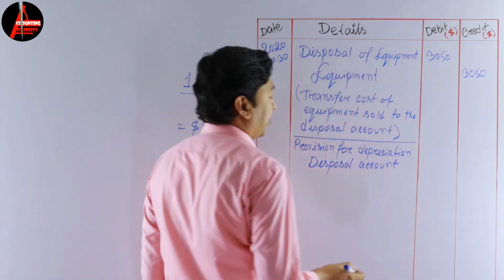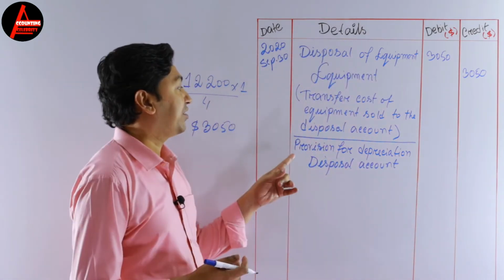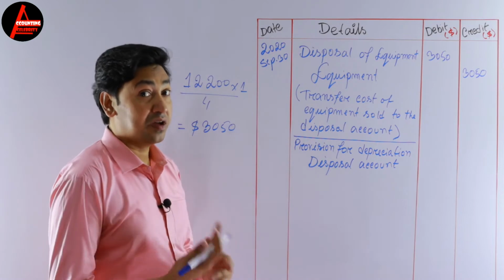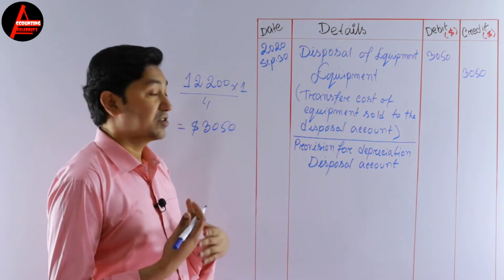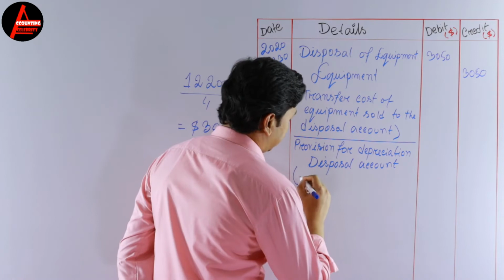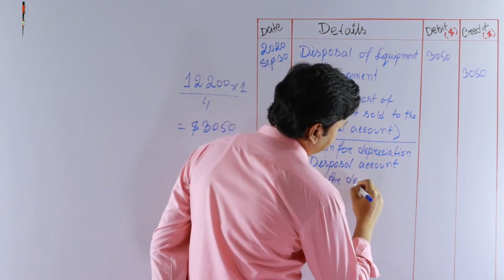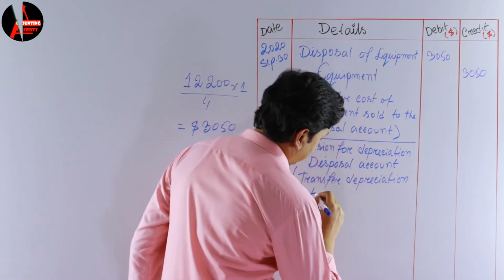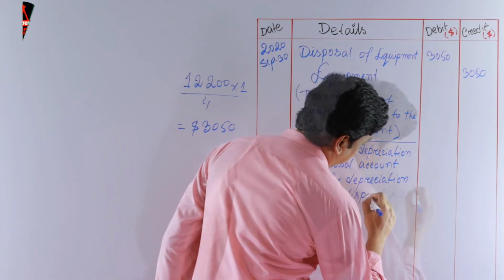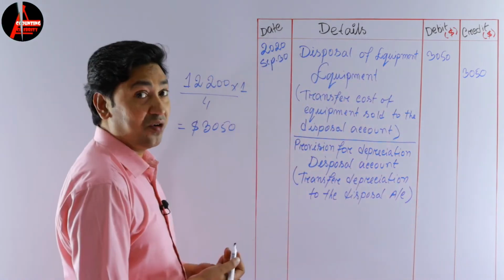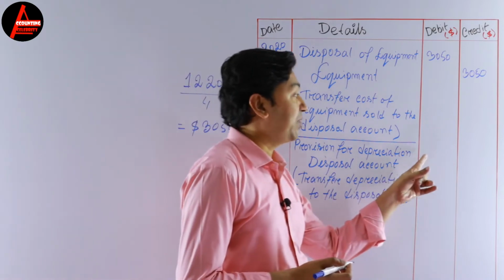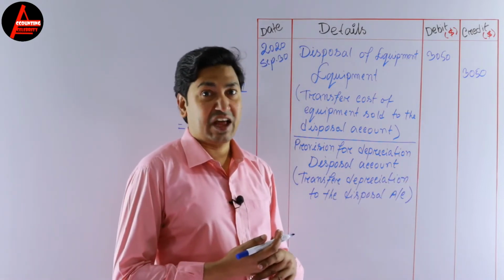Okay, very good. So what does it mean? It means that we transfer the accumulated depreciation to the disposal account. Okay, so same thing we can write here, transfer depreciation to the disposal account. Okay, done. So what is the value here? How much will be here? So now we have to calculate the depreciation.